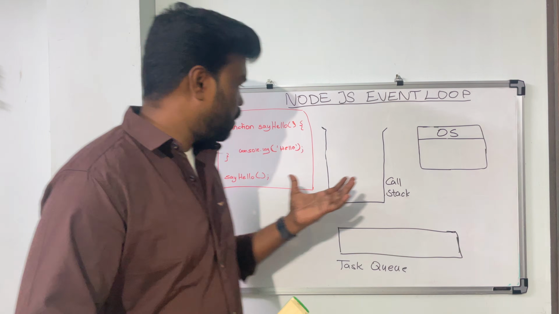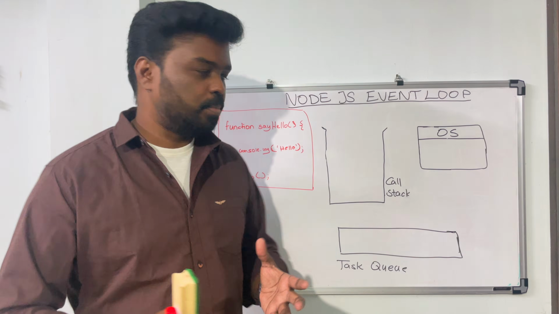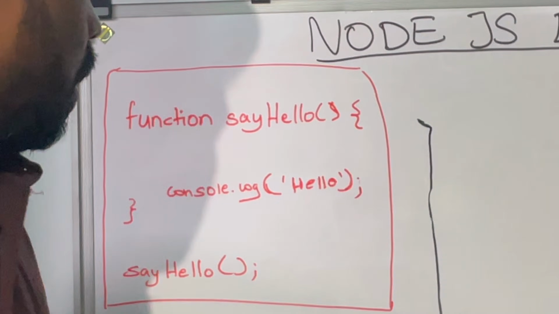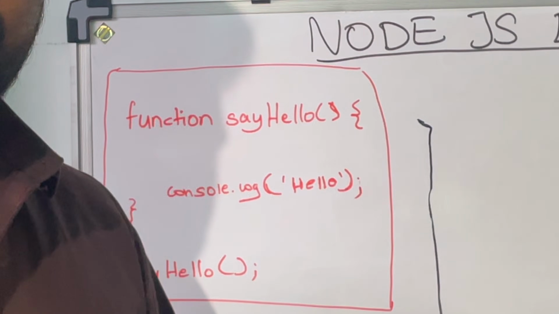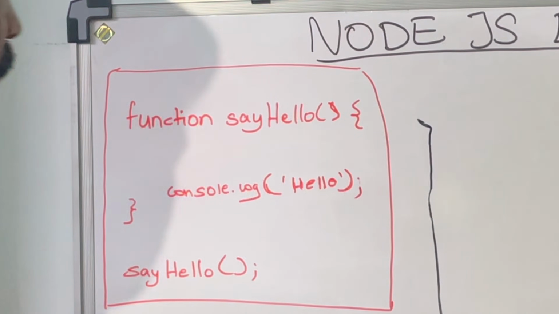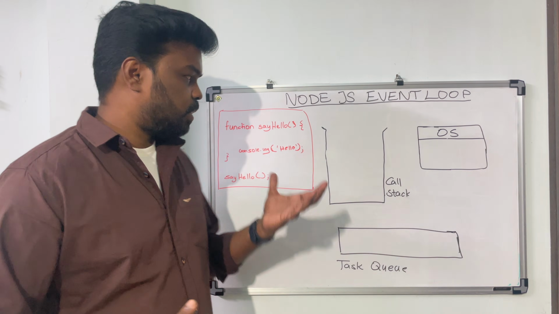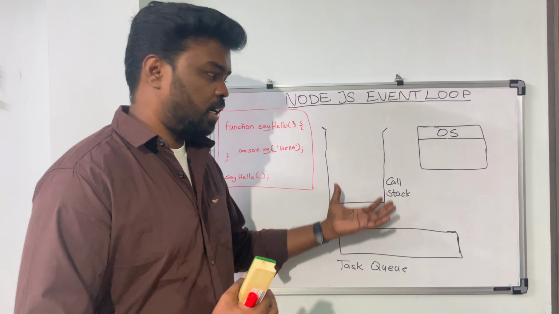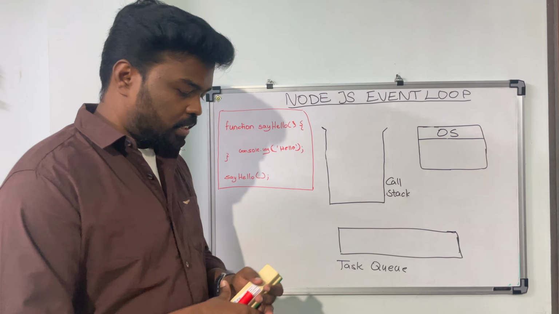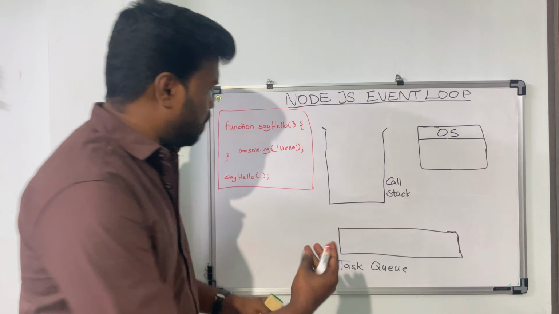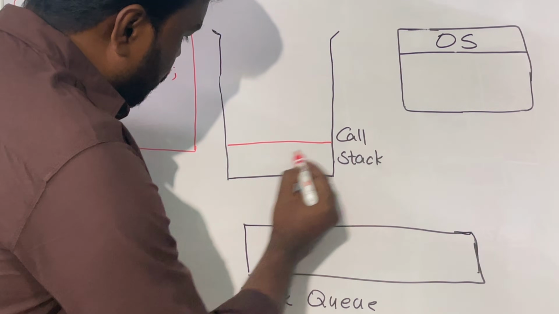Okay, so we have a simple program here. It is a very simple program which has one function called sayHello, and that does nothing but print the word hello to the output terminal. Now when Node.js starts executing this program, it pushes the functions into the call stack and then executes them one by one. First, when you start the execution, it pushes the main function into the call stack.